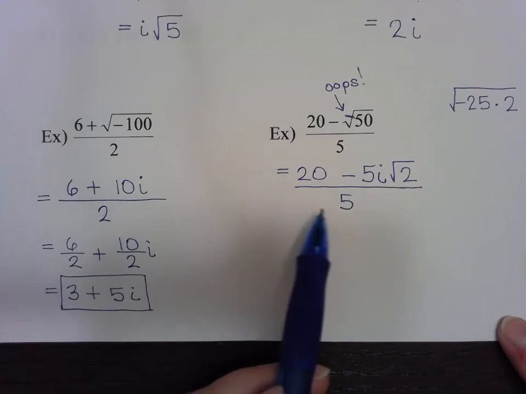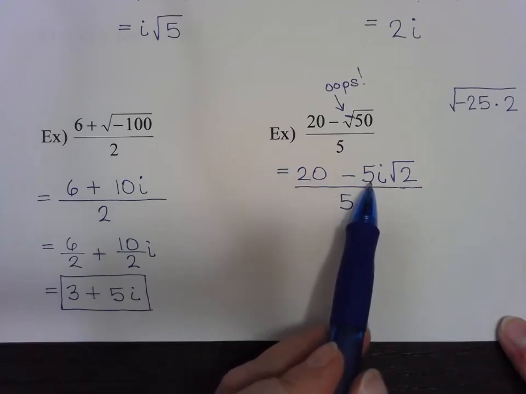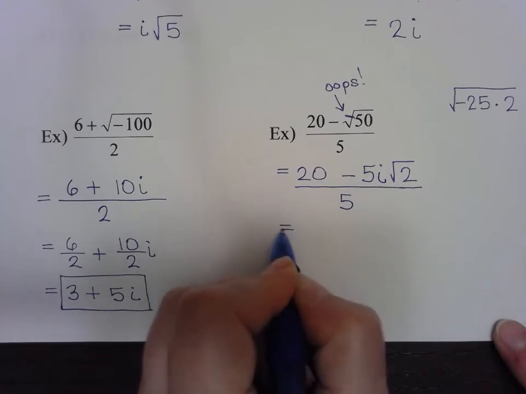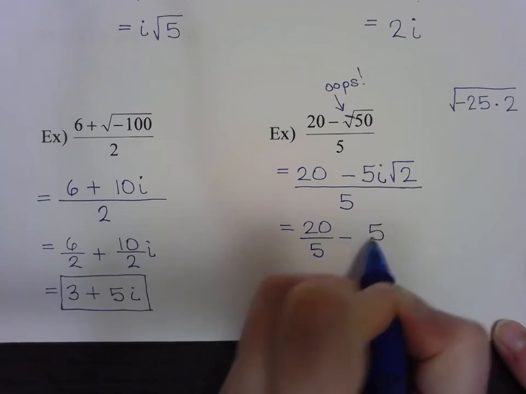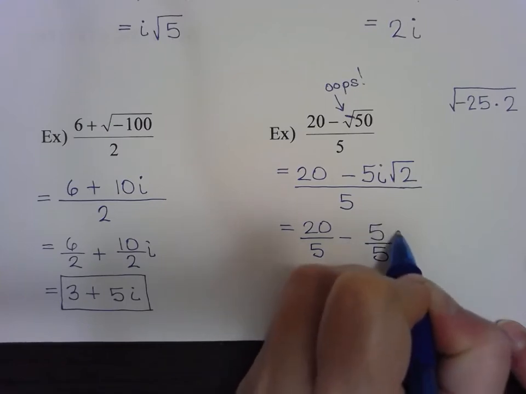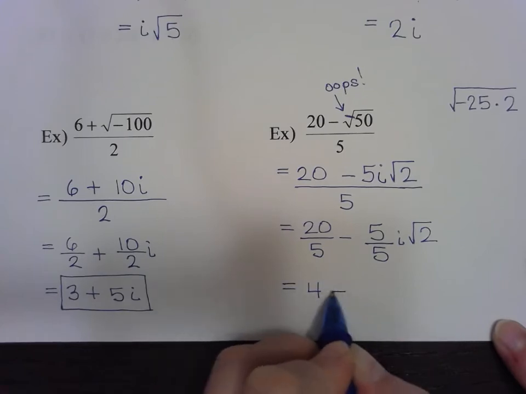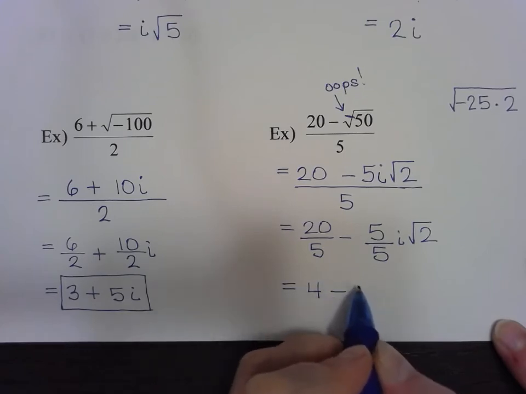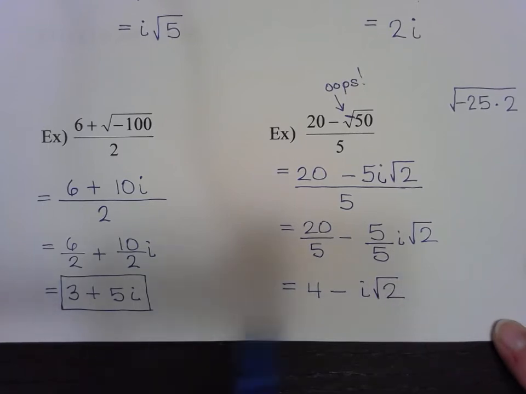Just like with this one, right? This 5 is going to divide into both parts. Anything outside the square root, it can divide. You could write it broken up if that's easier for you, or you could just remember to divide both. It's going to end up with 4 minus i square root of 2. Okay, same thing here, right? You could put the i in the back if you like. This is a, this time it's minus, here's our b, i.